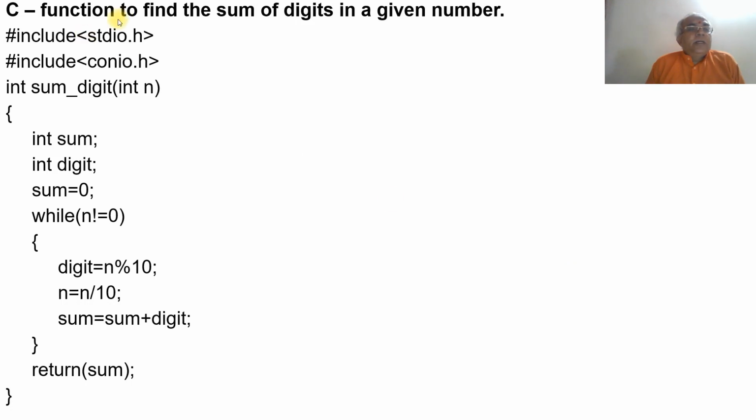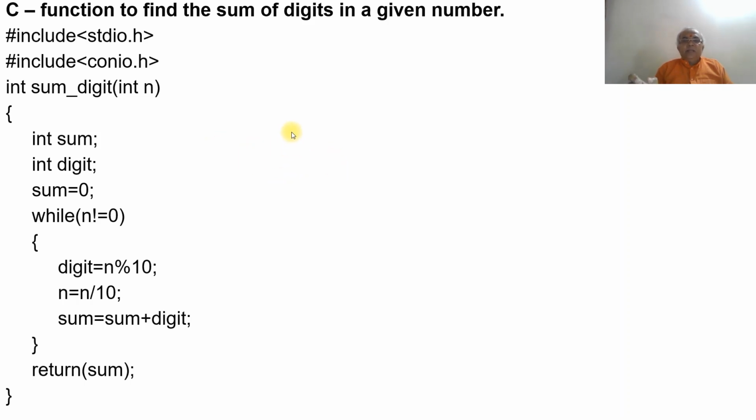Now, in this video, we are going to discuss how to find the sum of digits in a given number. This works in a similar fashion to reversing a number. When a number is entered, suppose you enter a 3-digit number, for example 789, then this 789 has to be separated first.